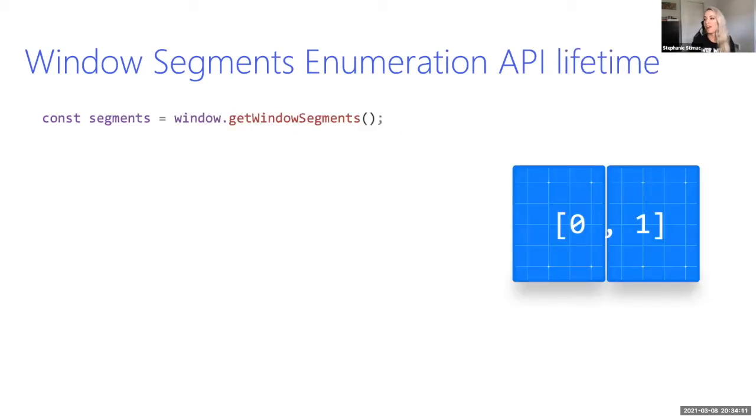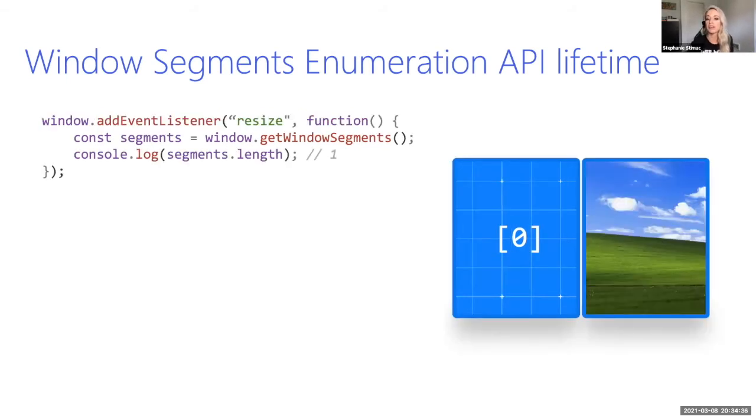So something important to mention here is that the value we have stored in the segments constant is an immutable snapshot of the device state at the time the method was called. And that means once you resize the browser window or rotate the device, the window segments previously retrieved are no longer valid, and you'll need to call the method again in either a resize event or an orientation change event.